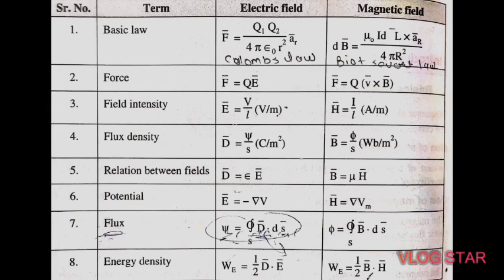Then next point is energy density. So here the energy density of the electric field can be calculated using this formula. W is equal to 1 by 2 D bar dot E bar, and for magnetic field it is 1 by 2 B bar dot H bar.